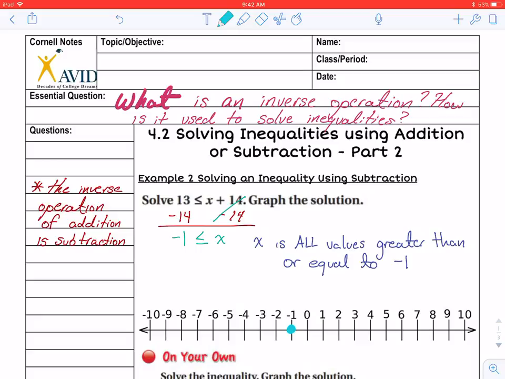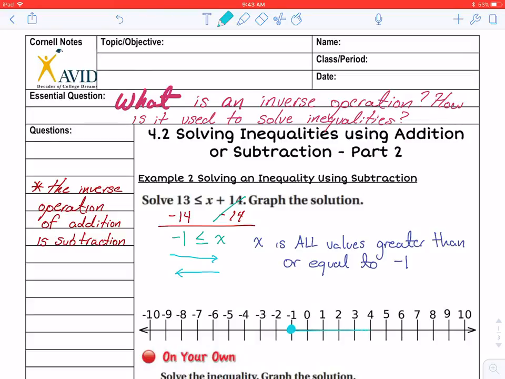So if I were to read this from left to right, it would be read as negative 1 is less than or equal to x. And so that describes negative 1. But what I'm really trying to describe here is x. So if I were to read it from right to left, I would read it as x is greater than or equal to negative 1. That gives me a better idea of what x is equal to.